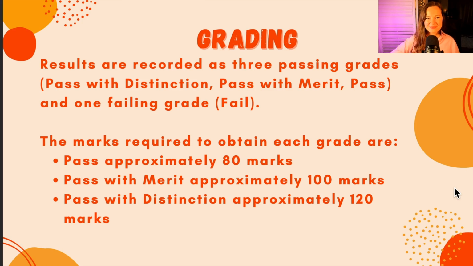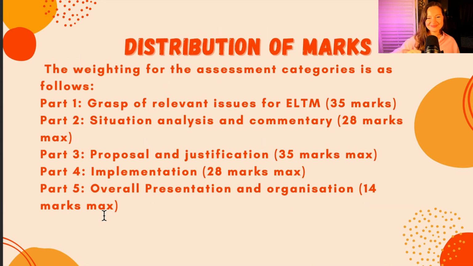Grading. Let's deep dive into the grading and what it entails. The results are recorded as 3 passing grades: pass with distinction, pass with merit, or pass, and 1 failing grade, fail. The marks required to obtain each grade are pass, approximately 80 marks, pass with merit, which is approximately 100 marks, that's my case, pass with distinction, approximately 120 marks.